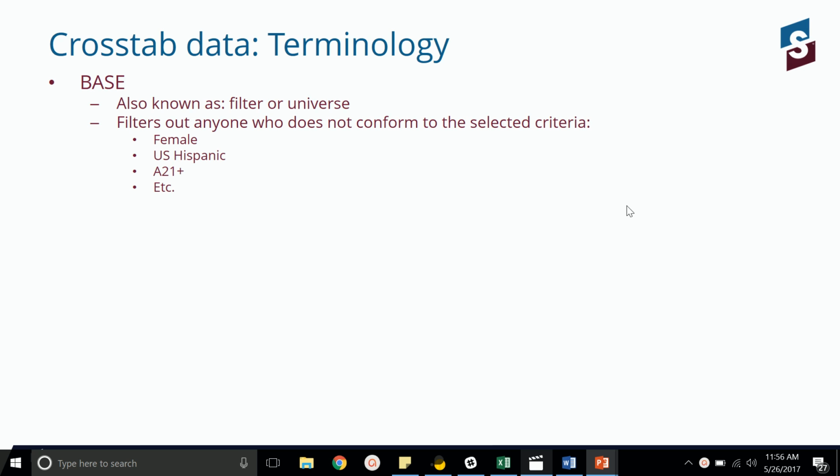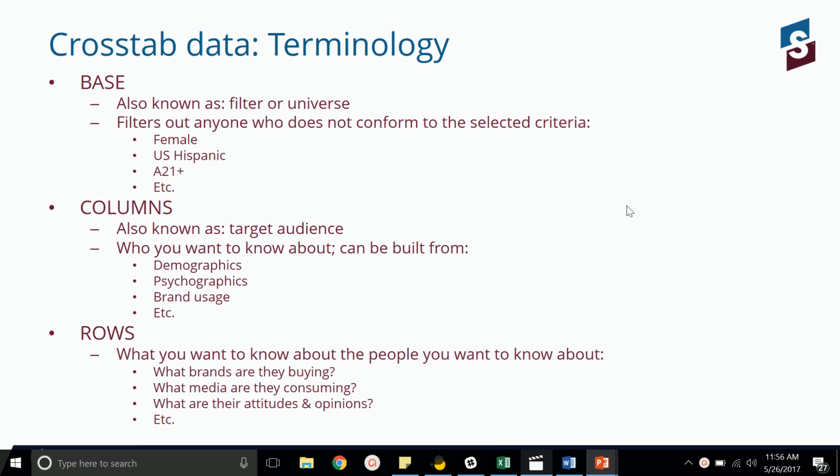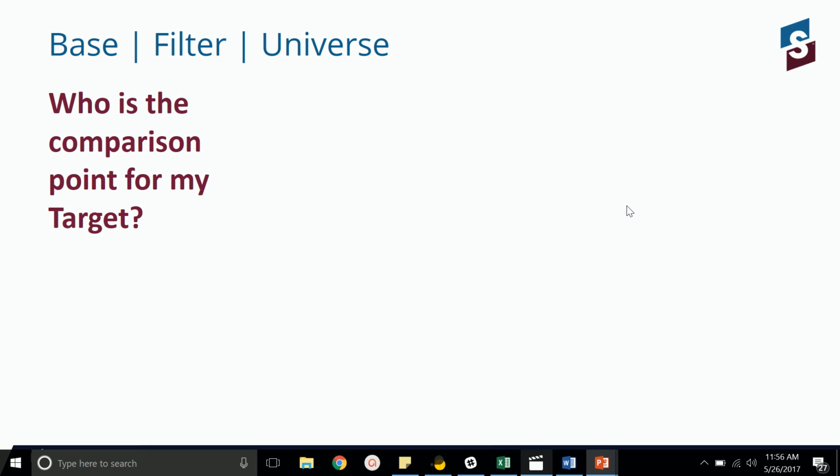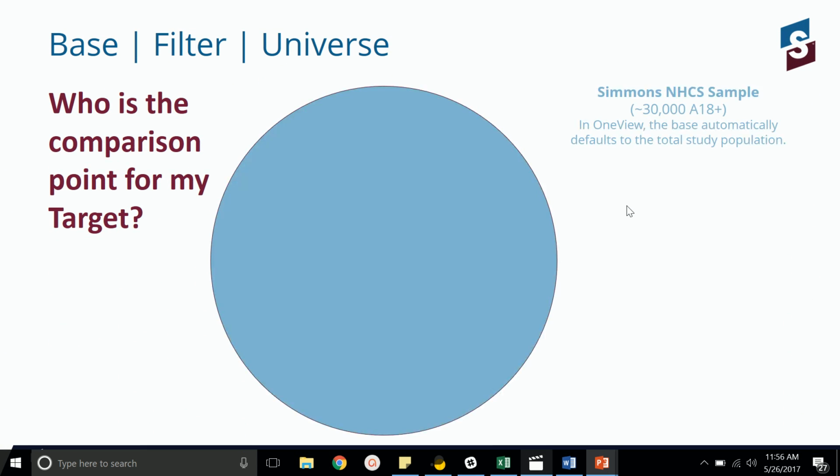As you can recall from our tutorial on how to read crosstab data, a base, which can also be known as a filter or universe, filters out anyone who does not conform to the selected criteria. It can be a little bit easier to understand by looking at it in a more visual way. So, here we have this large blue circle, which is going to represent the approximate 30,000 individuals in the Simmons national sample.